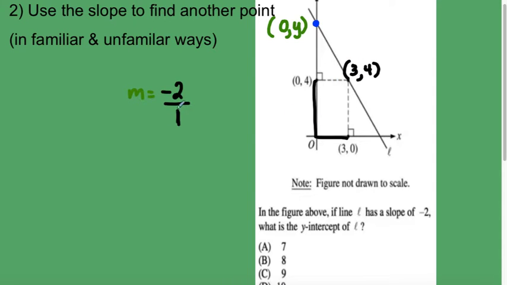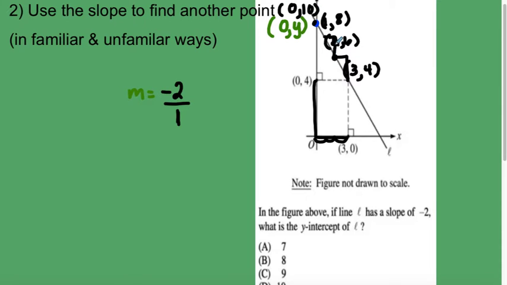So if the slope is -2, I can work my way backwards. Instead of going down 2 and to the right 1, I can go up 2 and to the left 1. Now you might notice I actually have to go to the left 1 three times to get to 0. So if I go up 2 and to the left 1, I would be at 2, 6. And then if I go up 2 again and to the left 1, I would be at 1, 8. Still not the y-intercept. So if I go up 2 again and to the left 1, I would be at 0, 10.